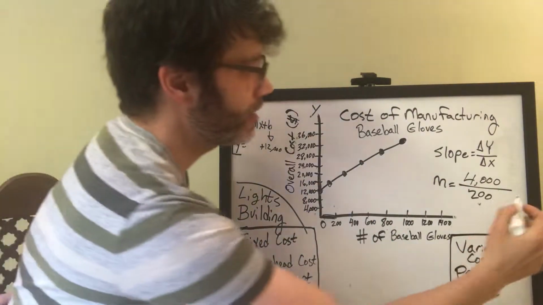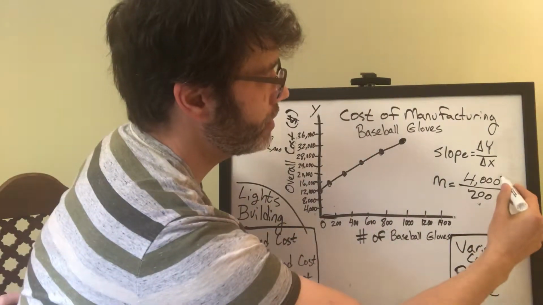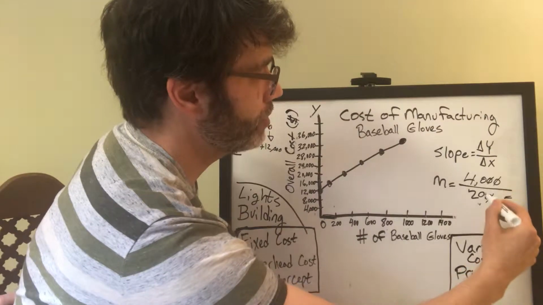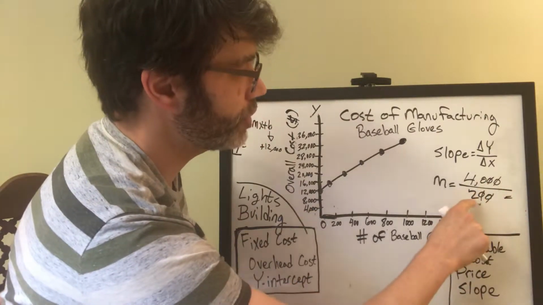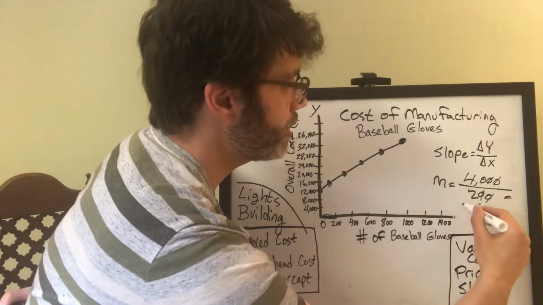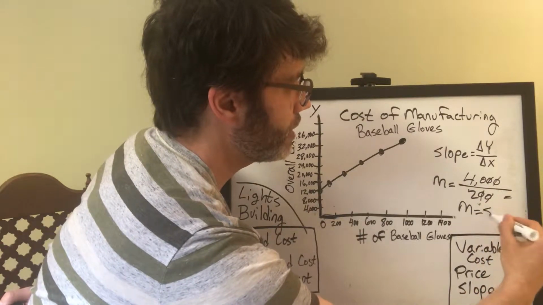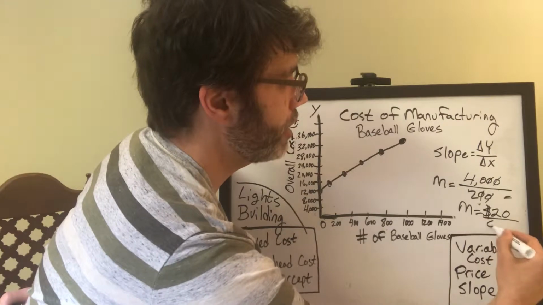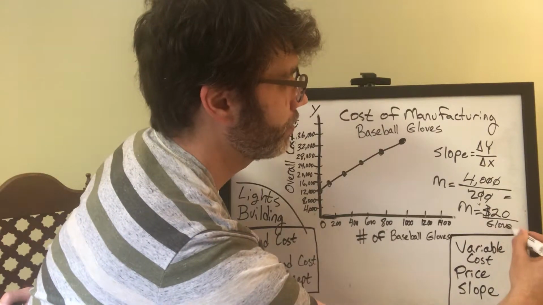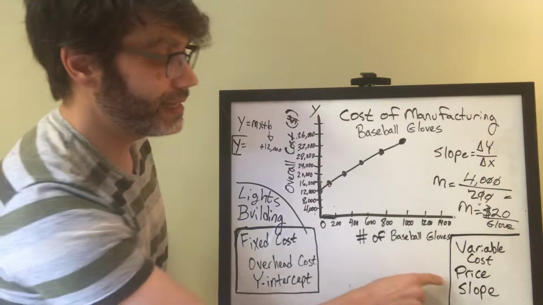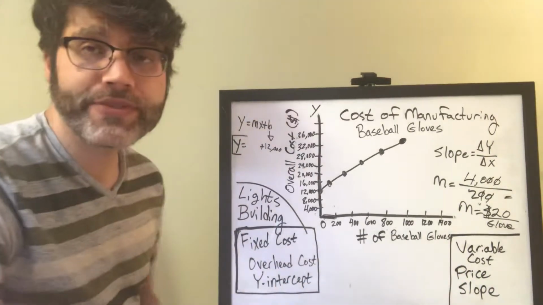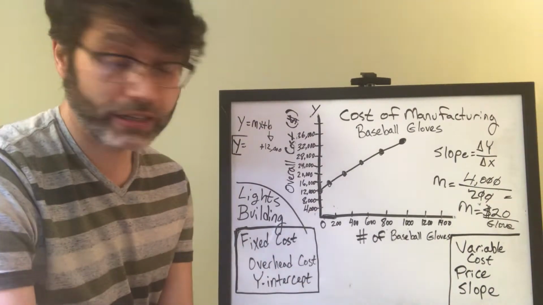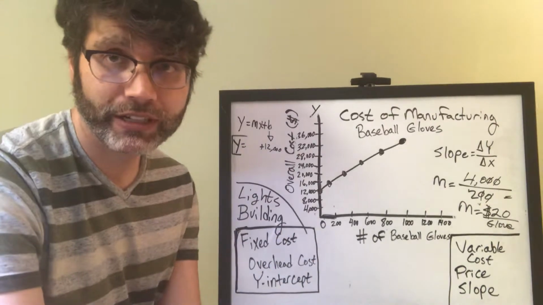Let's reduce that. So we can cross out a 0 on top, 0 on bottom, 0 on top, 0 on bottom. So we're left with 40 over 2. 40 divided by 2 is 20. So our slope here is 20. That's $20. That means it's $20 per glove, per baseball glove, okay? That's our slope, which means it's the price that the factory has to pay per glove.